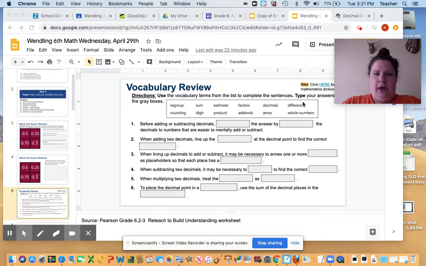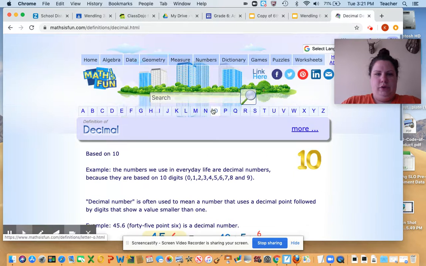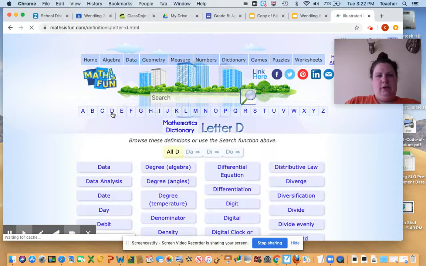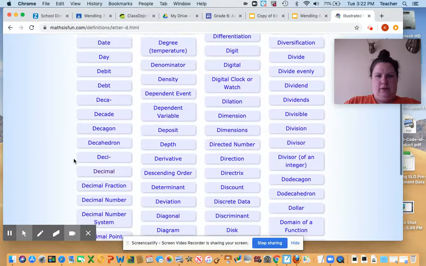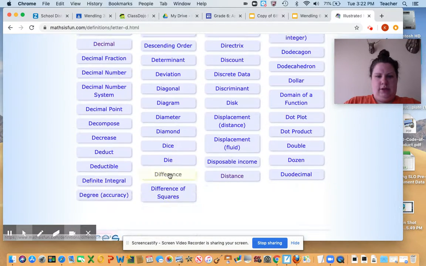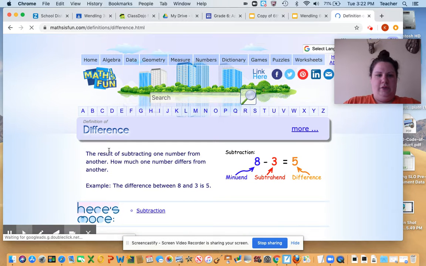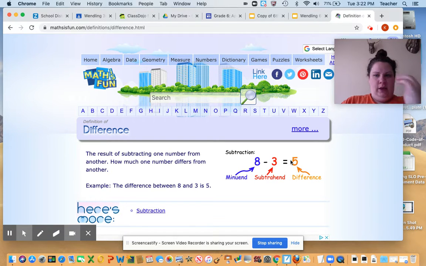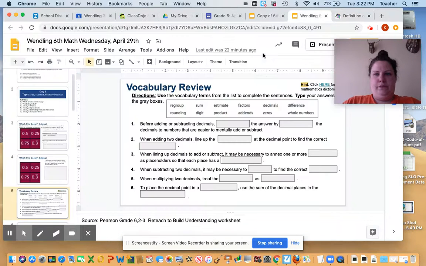I'm back with our vocab, still working on slide number 5. We're going to go ahead and search difference in our dictionary. So going back to the top, difference starts with D, D-I-F. Let's find difference. And it's down here on the bottom. Difference, the result of subtracting one number from another. How much one number differs from another. For instance, if we have 8 minus 3 equals 5, 5 is the answer to our subtraction sentence.